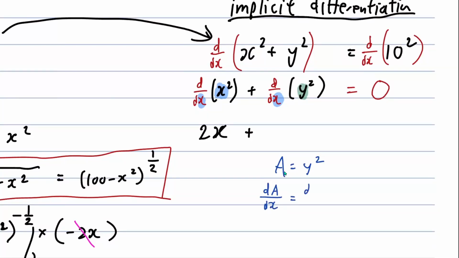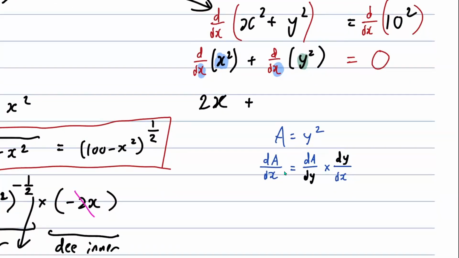So what can we do? Split, right? dA over dy. You introduce your own dy. Okay, maybe I put it in black color. Right? Then from there, dA by dy becomes what? 2y. Then times dy by dx. dy by dx, you cannot do anything. Leave it alone. Okay. Right?